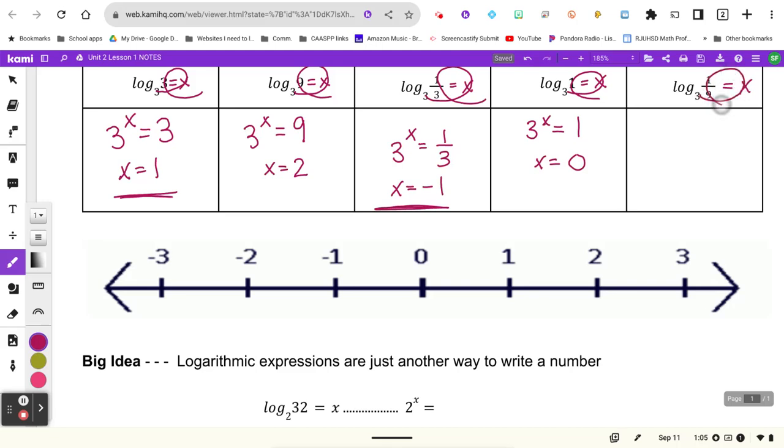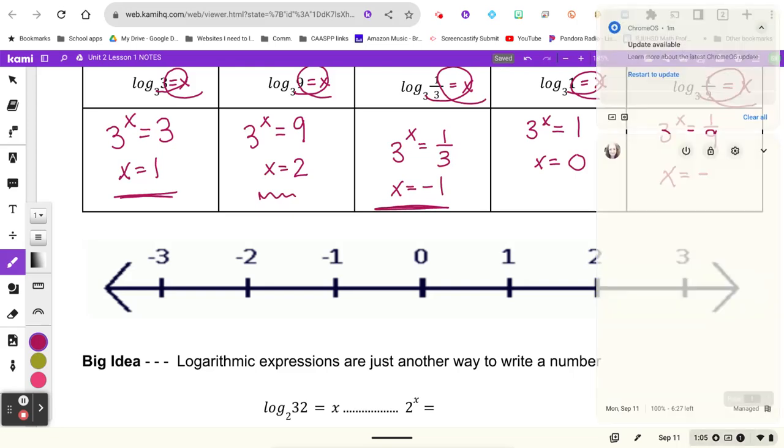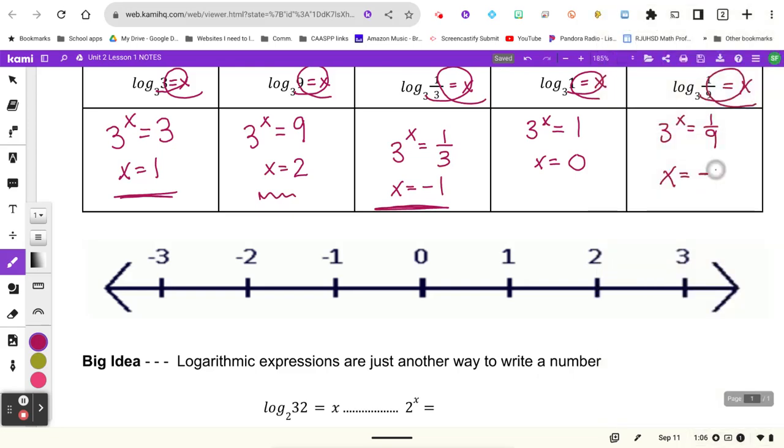And again, 3 to the x power gives us 1/9. We know we're going to have it flipped, so we know it's going to be a negative number. And 3 squared, we know, gives us 9, because we know that from over here. So it's going to give us -2.